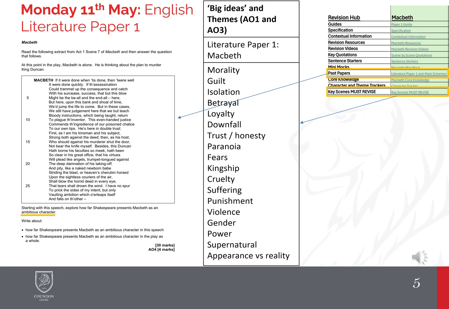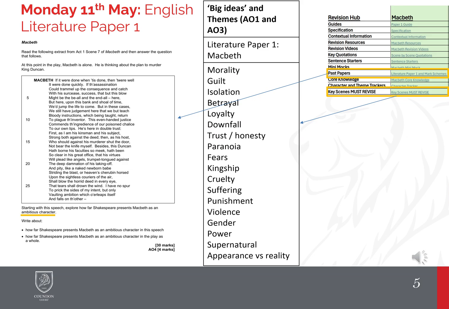So this isn't about telling you anything new. This is everything that you've been told already, and it's about supporting you to ensure that you are using the resources that are on offer to you. We've done all the hard work. We've collated all of the quotations, the key scenes, the core knowledge, all of that. So you don't have to go rooting through the internet or revision guides to try and find that. Everything is here, and it's about using it properly.